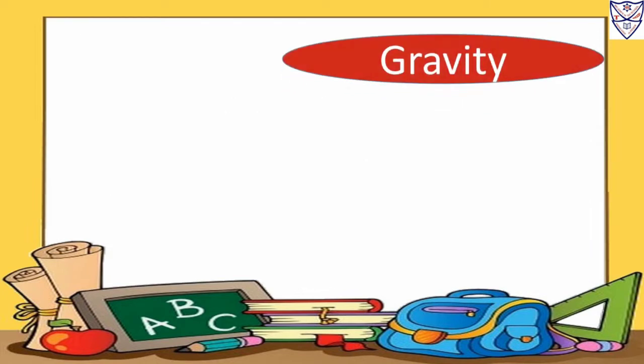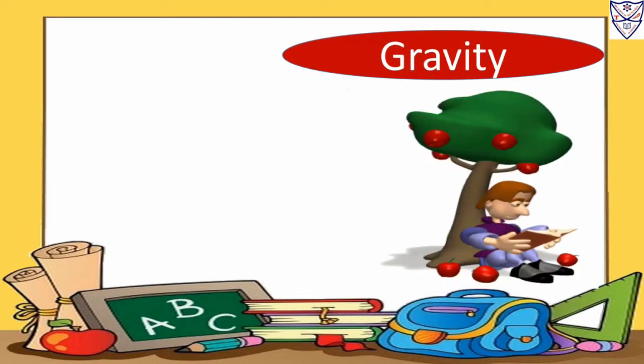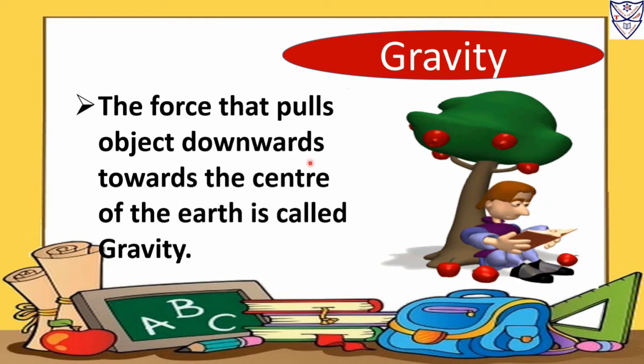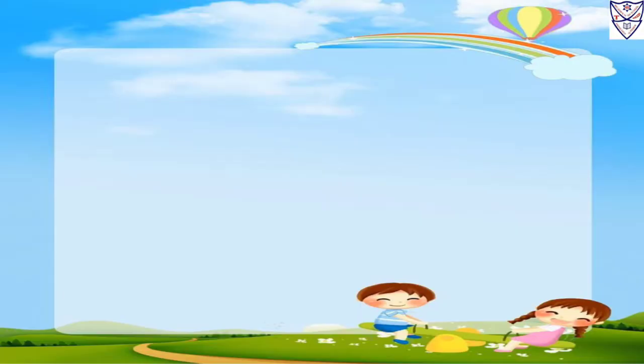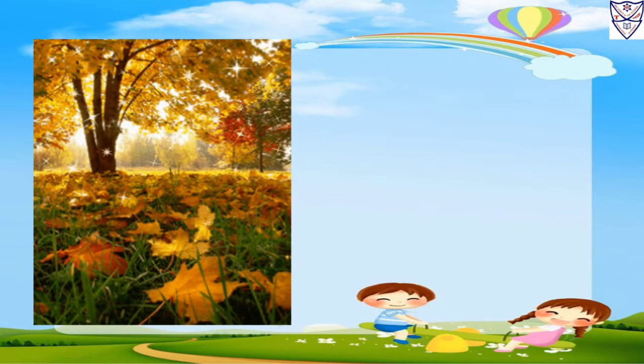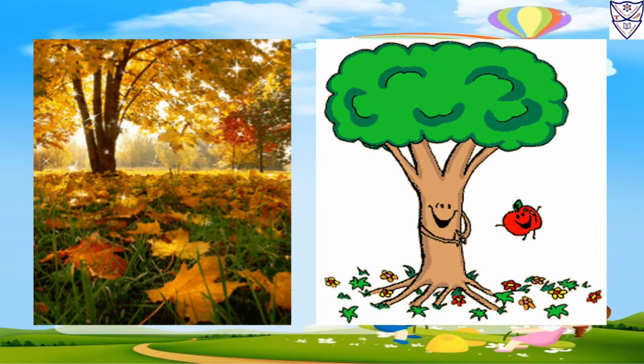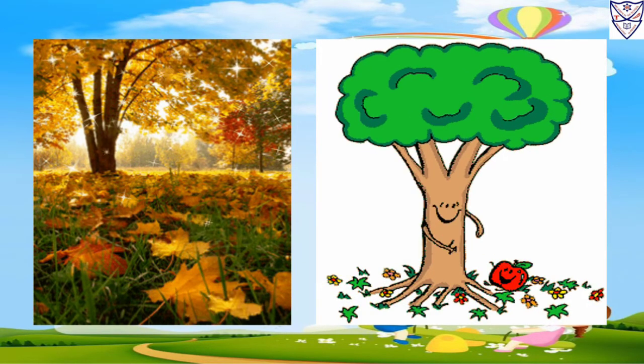The force that pushes or pulls an object downwards toward the center of the earth is called gravity. When we throw any object upward, we have to apply force more than gravity, so it rises. But when the thing moves up, it loses the force and then gravity pulls it down. Flowers, fruits and leaves always fall down due to the force of gravity unless they are plucked.